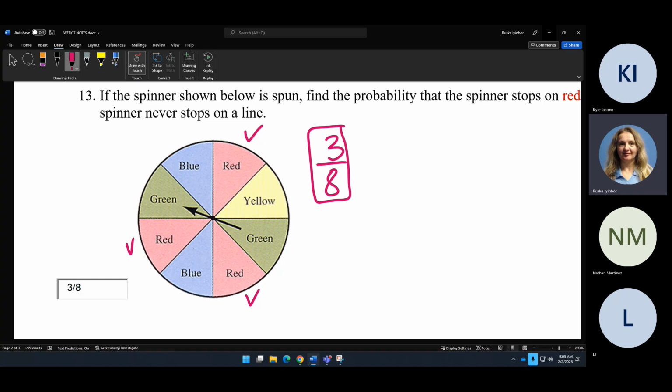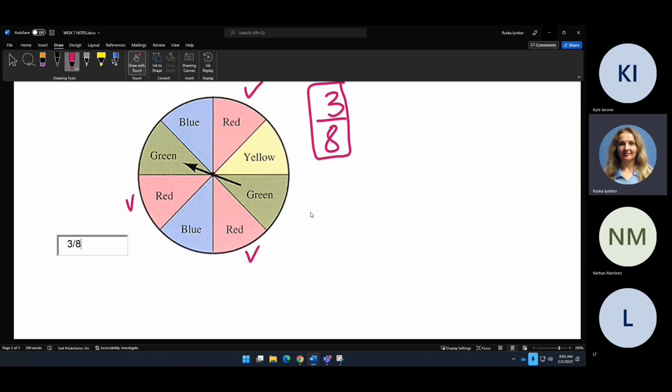Now, what is the probability to stop on yellow? 1 over 8. What is the probability to stop on green? 2 over 8, which is 1/4. Are you guys listening? What is the probability to stop on white? White. 0. The answer is not none. The answer is 0. Okay? Because we have 0 whites. Yes? Got it? Okay, so that's 13.